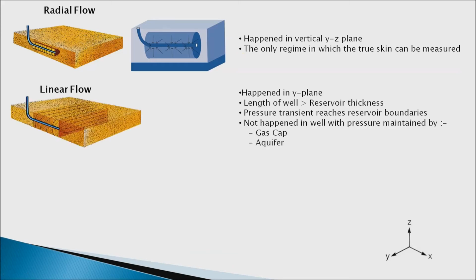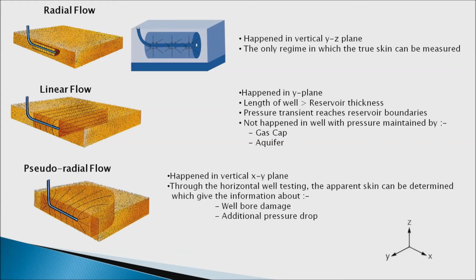The second is linear flow that happens in intermediate time. It happens around the Y plane. It is because if the well is long compared to the reservoir thickness, this situation will occur as the pressure transient reaches the reservoir boundaries. In addition, it will not happen in wells with pressure maintained by a gas cap and aquifer.